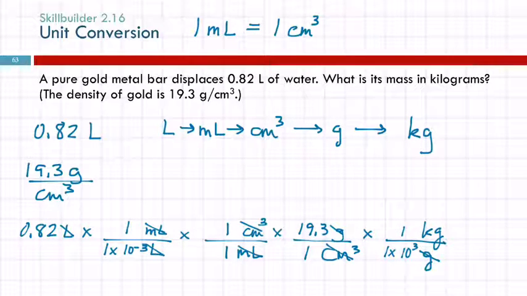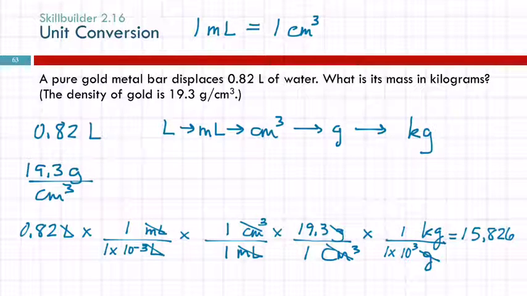And now I use my calculator. 0.82, I'm going to divide by 1 EE negative 3, times 1 divided by 1, times 19.3, divided by 1 EE 3, equals. And now I get 15.826.